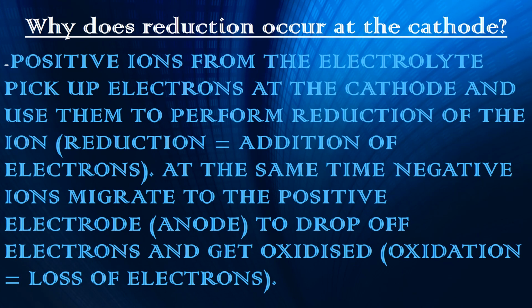The 11th question is, why does reduction occur at the cathode? Positive ions from the electrolyte pick up electrons at the cathode and use them to perform reduction of the ion. Reduction equals addition of electrons. At the same time negative ions migrate to the positive electrode, anode, to drop off electrons and get oxidized. Oxidation equals loss of electrons.